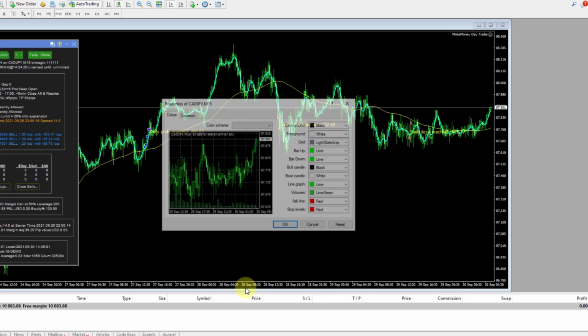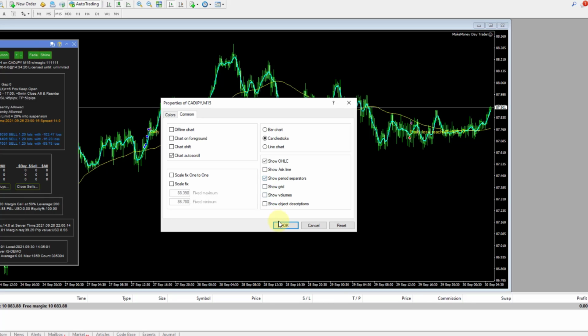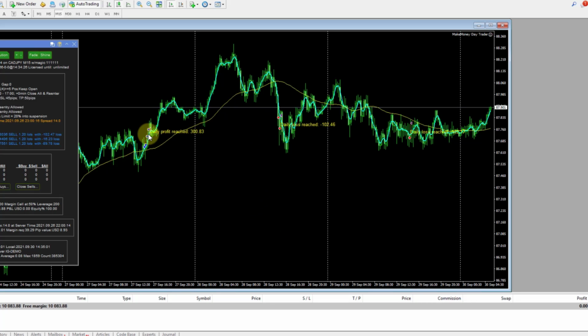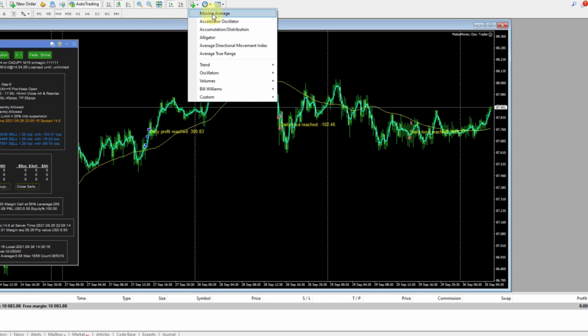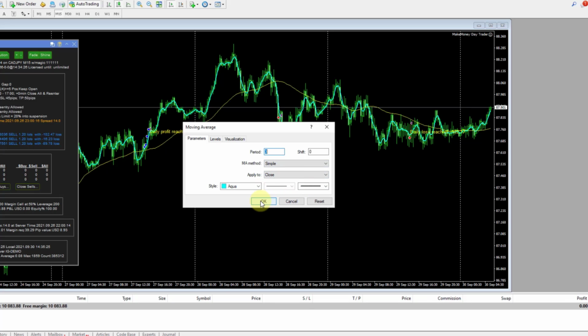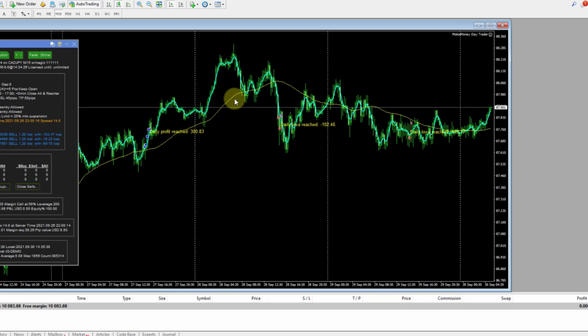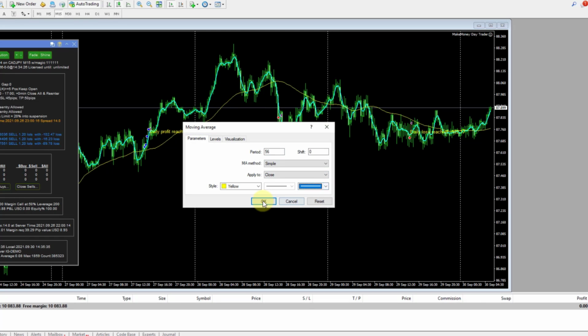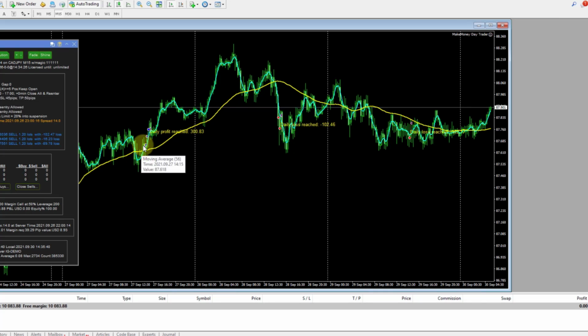I'll add the period separators. It gives us an idea of when these trades are happening. These are later into the day. And it is the CAD yen, so we'll add the moving averages. It's a 3 and 56. I've got that, and the other one is already there, so moving averages are there. Okay, so this is a with the trend strategy that's being used, buying into the with the trend. There's selling into the trend there, and then selling into the trend there.